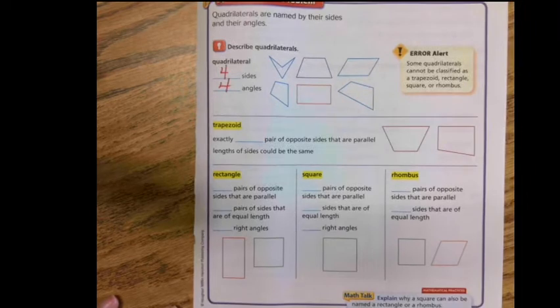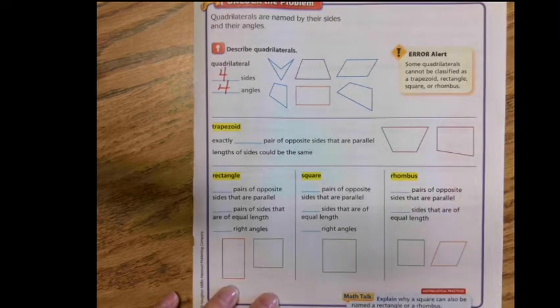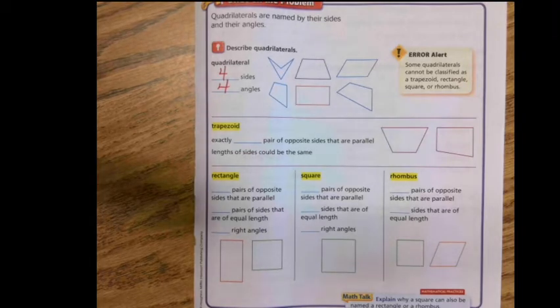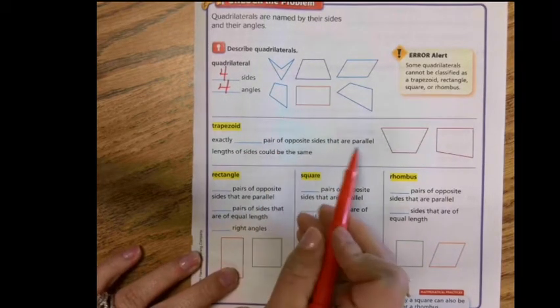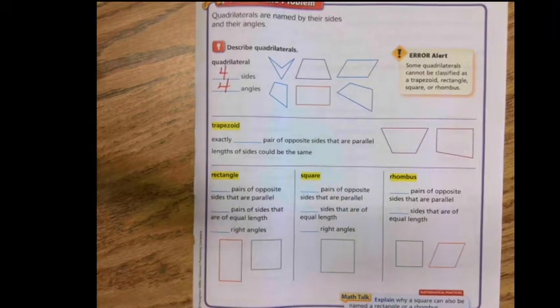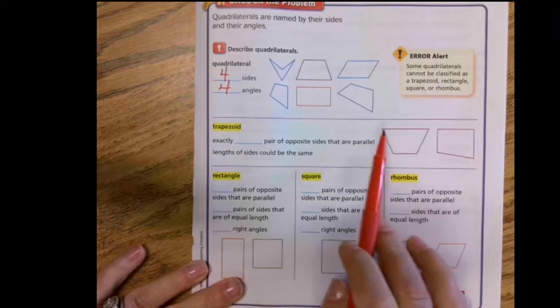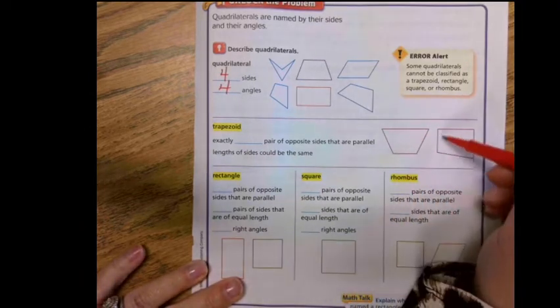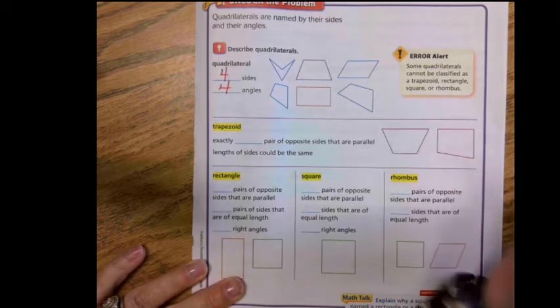All right, now let's look at our trapezoids. Look at our two pictures of our trapezoids we have here, okay? All right. It says exactly one pair of opposite sides that are parallel, lengths of sides could be the same. Okay, now remember, could be doesn't mean it has to be, but just that it can be. Look over here. Now look right here. I want to look at this one first. I normally look at this one first, but let's start here.